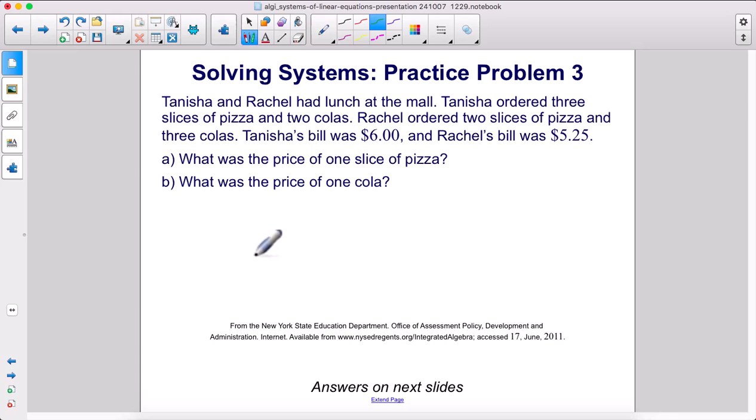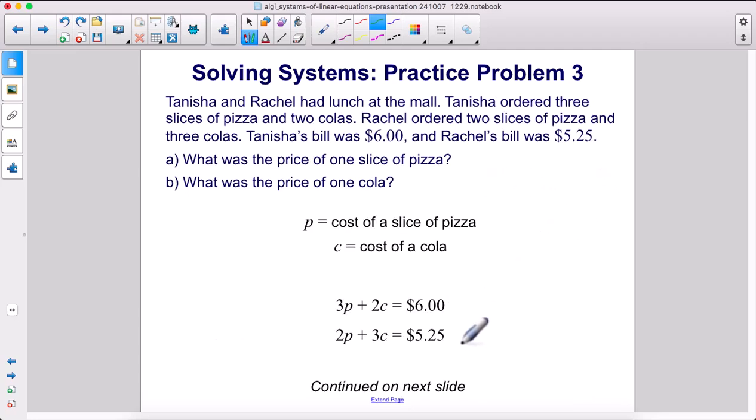Tanisha and Rachel had lunch at the mall. Tanisha ordered 3 slices of pizza and 2 colas. Rachel ordered 2 slices of pizza and 3 colas. Tanisha's bill was $6 and Rachel's bill was $5.25. What was the price of 1 slice of pizza and what was the price of 1 cola?